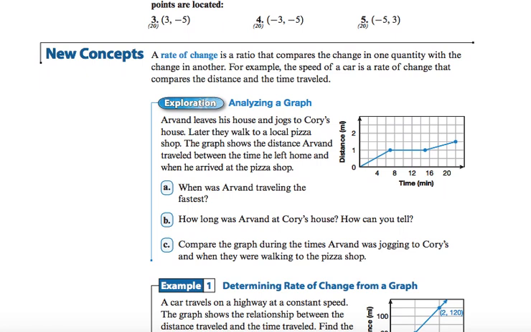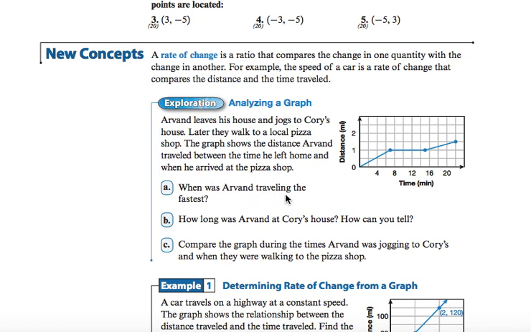Analyze the graph. Arvand leaves his house and jogs to Corey's house. Later they walk to a local pizza shop. The graph shows the distance Arvand traveled between the time he left home and when he arrived at the pizza shop. Letter A. When was Arvand traveling the fastest?